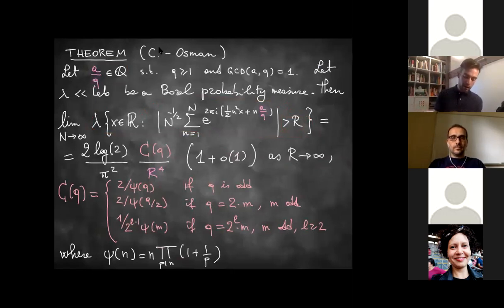And so the constant that you will see there is explicitly written here. There's a part of the constant that's universal. There's this 2 log 2 over pi squared, times r to the minus 4, which is the same for all rationals, but the constant really depends on the rational number. And so the constant can actually be expressed in terms of this Dedekind psi function. This function here is also known as the Dedekind psi function. So you see, I get this constant like 2 over psi of q if q is odd, but if q is divisible by 2 and not divisible by 4, I get a different formula. And basically, how many powers of 2 q is divisible by affects the formula. So the prime 2 plays a special role, and 4 also plays a special role. So you will see where this constant comes from at the end of the talk.